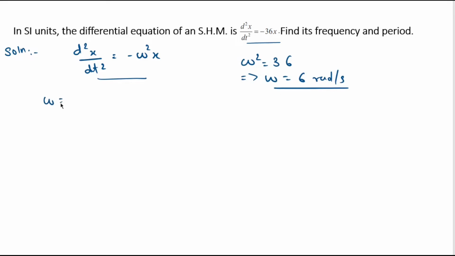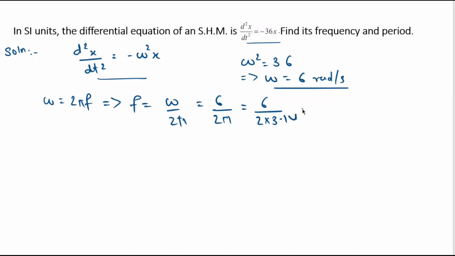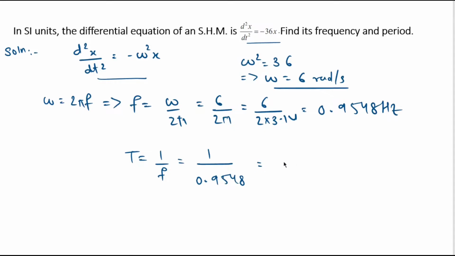Now we know that omega is equal to 2 pi f, which implies that frequency will be omega upon 2 pi, which is equal to 6 upon 2 pi, which can be written as 6 upon 2 into 3.14. And calculating this, we can say that frequency is 0.9548 hertz. Now we know that time period T is equal to 1 upon frequency, which can be written as 1 upon 0.9548, which is equal to 1.0475 seconds. So based on this given differential equation, we have calculated the frequency and the time period of the particle performing SHM. Let's look at the next sum.